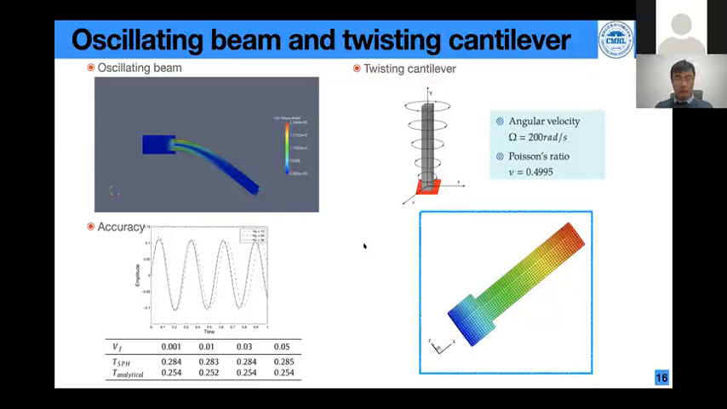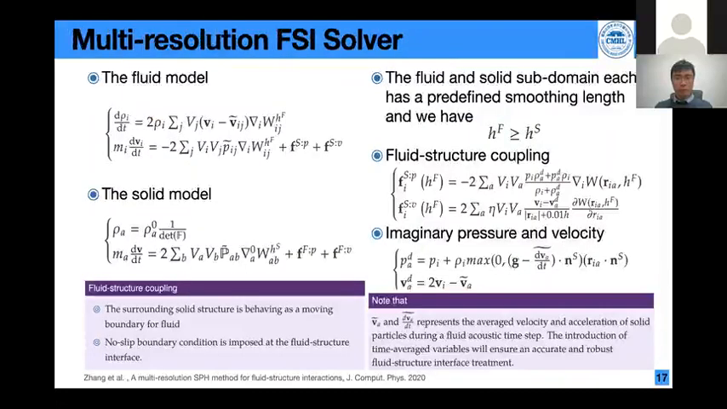And then we validated the solver in another famous benchmark test, the twisting cantilever. This test is very challenging for both FEM and the SPH method due to its very large deformation during the twisting. And this is the initial setup. And as you can see here, in the present solver, the large deformation is well predicted by the present total Lagrangian SPH method.